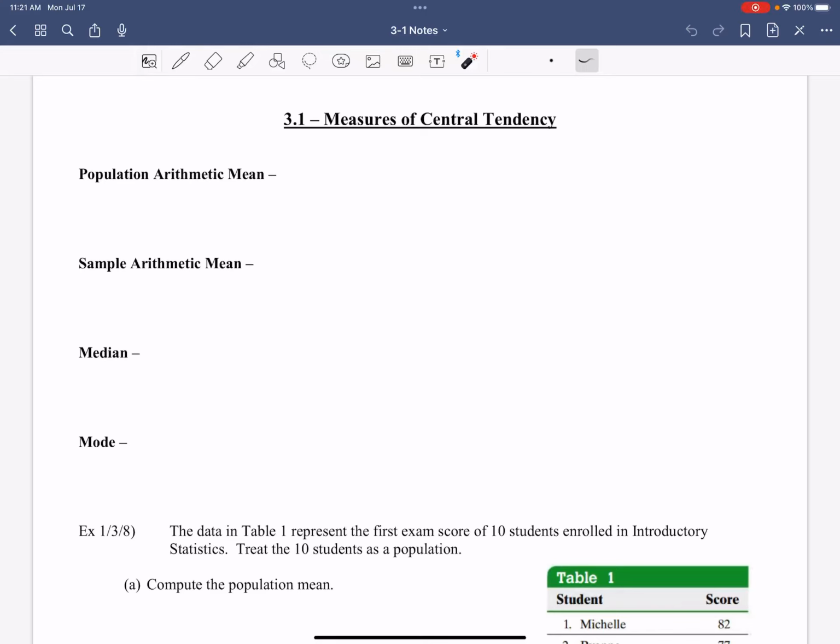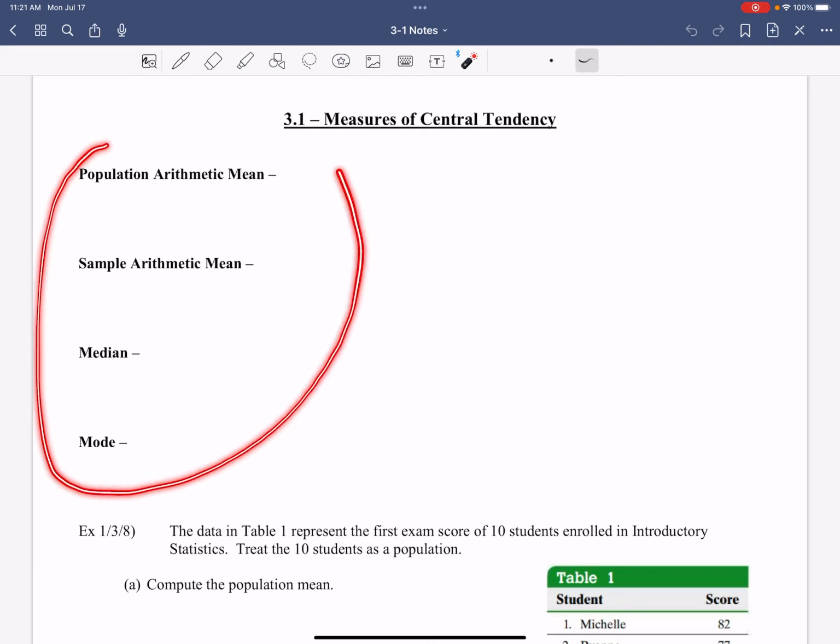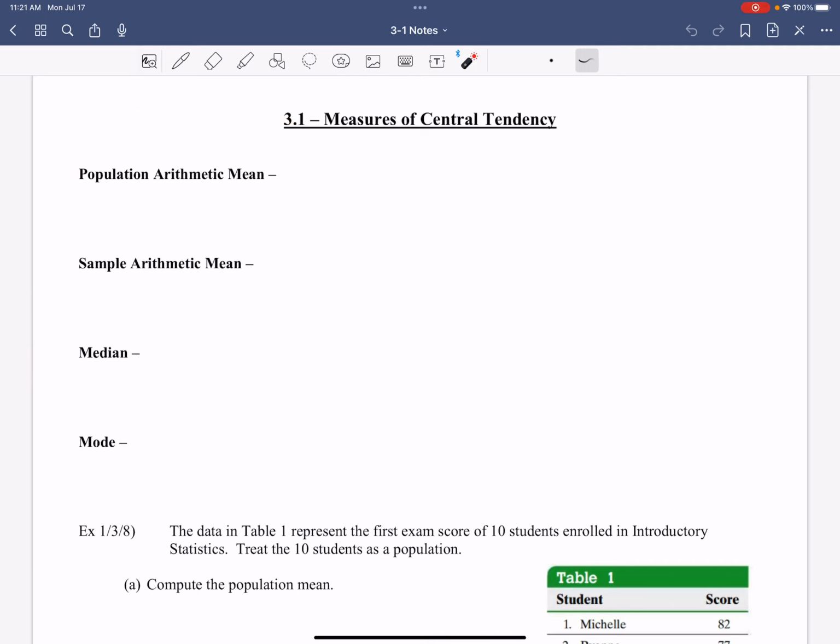Okay, and that's it. Rock into chapter 3. So 3.1, this is called measures of central tendency. Here's the main thing that we're looking for here. You most likely already know what all of these things are, but symbols are so important to us in statistics that I want to make sure that you have the symbols that go with this, all right?